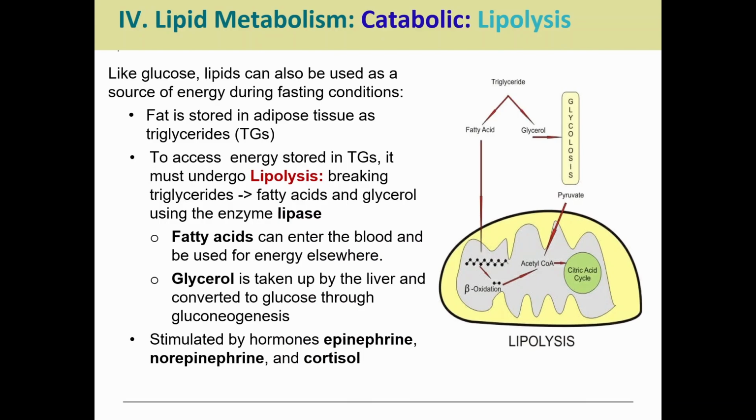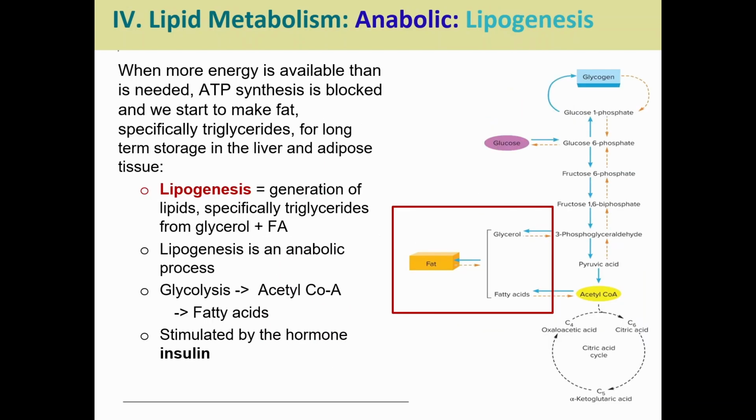That also means that we can break lipids down to enter into cellular respiration as well. Thinking back, we entered in from glycolysis, we created fat. We could enter right back in. Notice those arrows go back and forth. So we can use fat to break down into glycerol and fatty acids to enter in as acetyl-CoA and go right into the citric acid cycle.